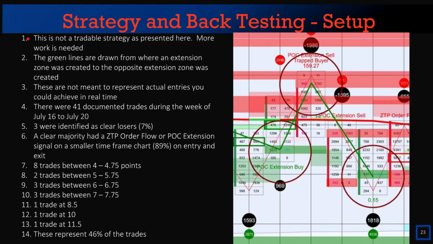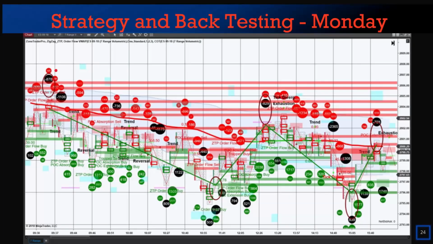During the week I created this idea, there were 41 documented trades. 3 of these, or 7%, were clear losers. And basically it broke down to 19 trades went for 4 points or greater, and another 19 went from either break even to 4 points. And basically what I'm doing is I'm just taking this each day and I'm looking at where I've created my signals with the extension zones on high volumes and just going from extension zone to extension zone. And as you can see, some days are busier than others. Some days there's more trades.